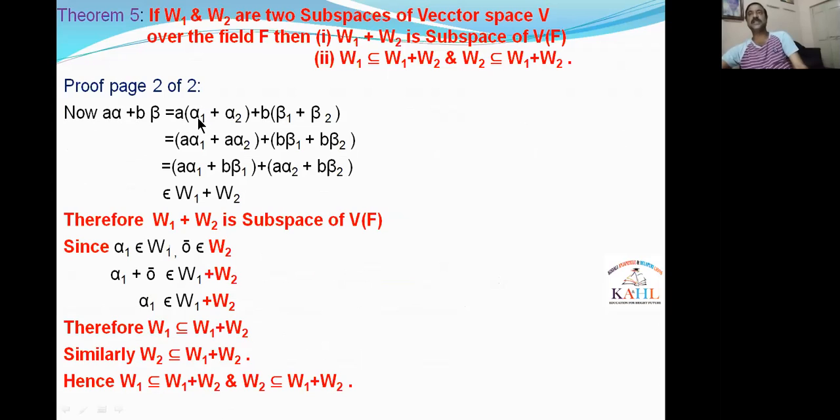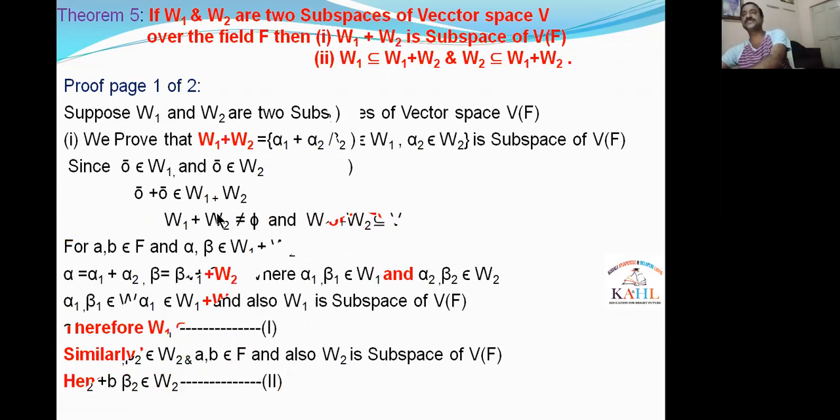Then what happens? a alpha 1 plus a alpha 2, plus b beta 1 plus b beta 2. The scalar is multiplied. a alpha 1 plus b beta 1, the ones are arranged in a single place, plus a alpha 2 plus b beta 2.